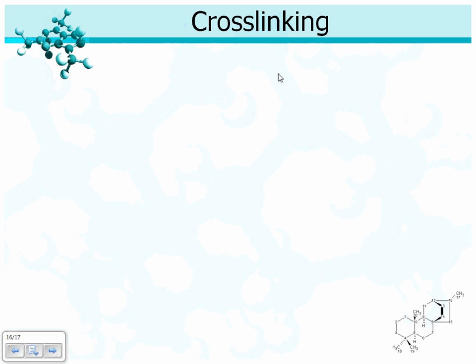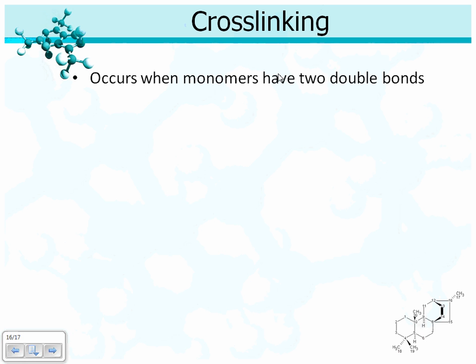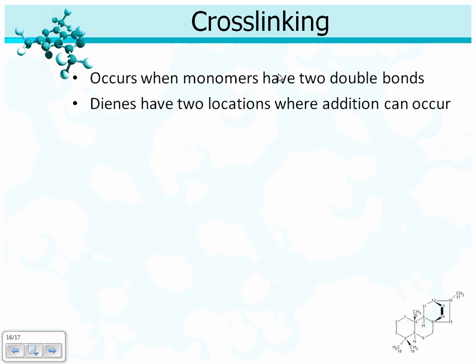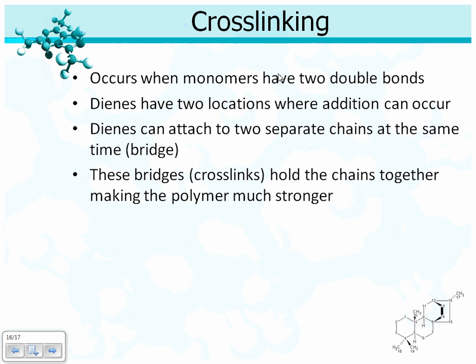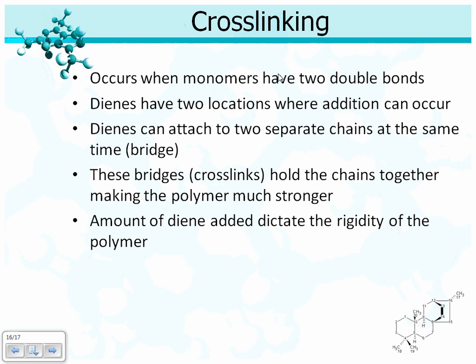All right, cross-linking is the last thing I've got to talk to you about for addition polymerization. This occurs when monomers have two double bonds. The dienes have basically two locations where addition can occur, and what happens is dienes can attach two separate chains at the same time. This makes branches or bridges. We call these bridges crosslinks, and what they can do is hold the chain together and make that polymer even stronger. The amount of diene that's added dictates the rigidity of the polymer.